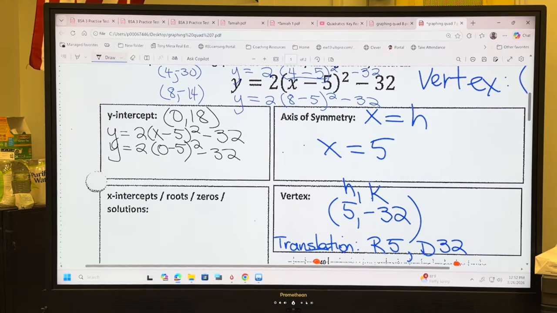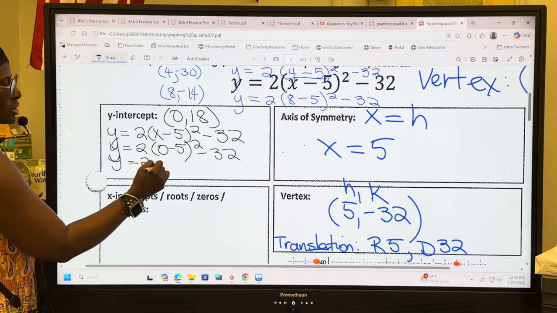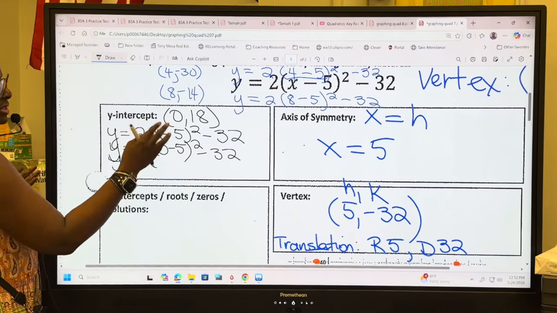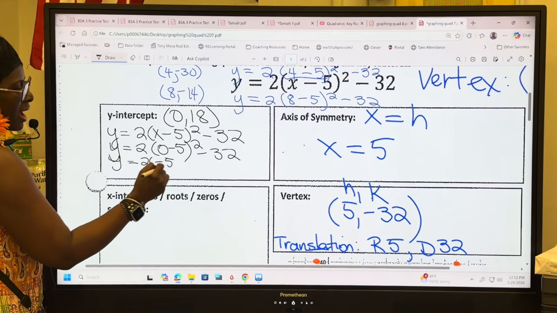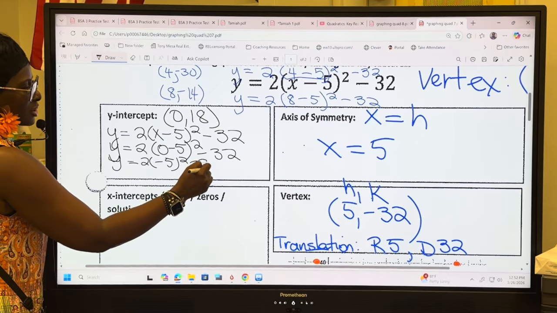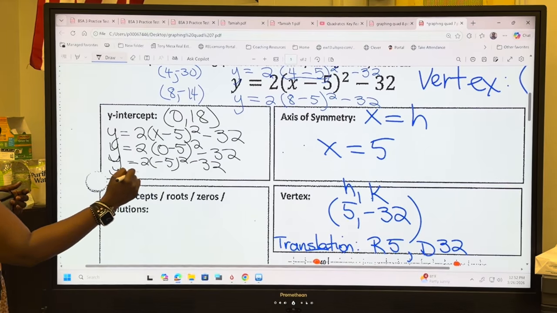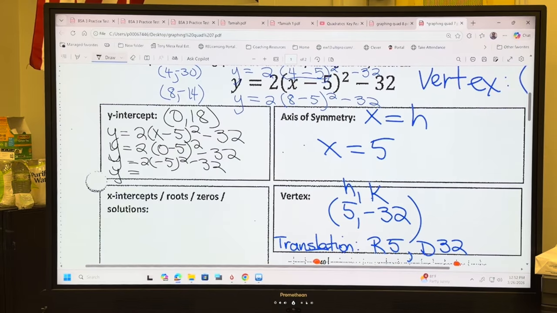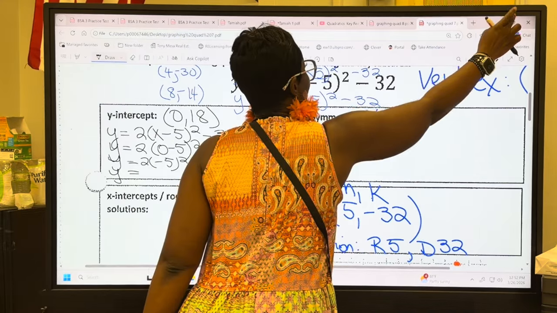It's just simplifying, right? Y equals 2 times... If I got 0 minus 5, it's like the 0 is not even there. So it's just minus 5, right? Squared, minus 32. Y equals. Now, grab your calculators real quick. Let's do this math.